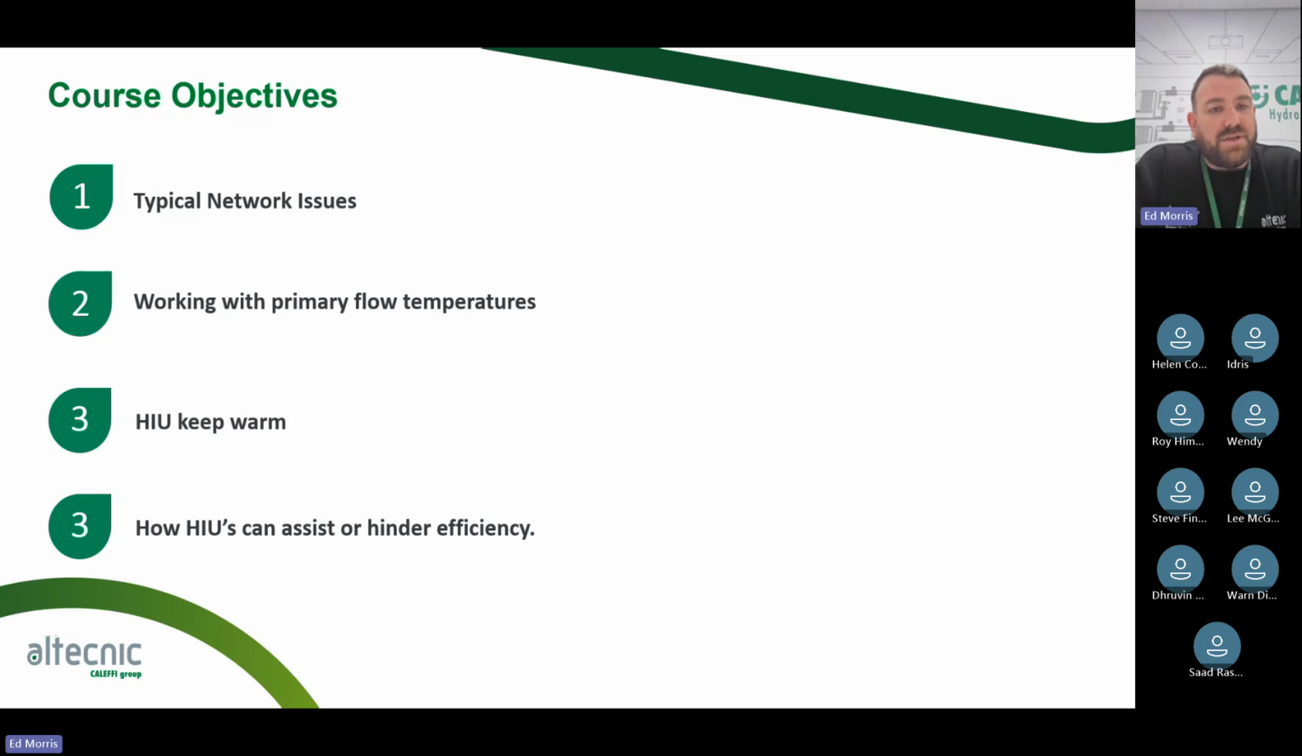Working with primary flow temperatures, whether they be high, low or medium temperatures, we'll look at how they can impact the performance of the HIUs and what that gives out to the dwelling. The keep warm functions, what that means to a system and what it means to the network as well. I think it's important that we understand the relationship between the two. But also, how can HIUs assist or hinder efficiency? That might sound a bit of an open-ended question, but as much as there's assistance to us, if they're not done correctly, it can hinder the efficiency of the network. So we'll take a look at those as we go through the presentation.